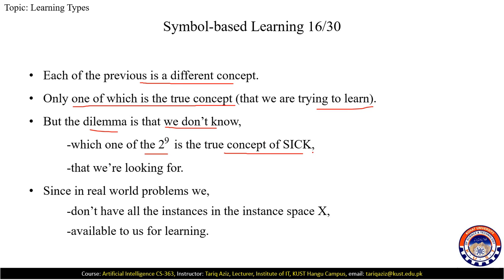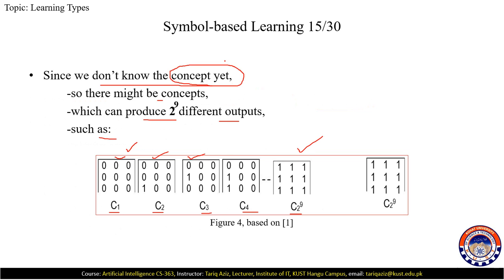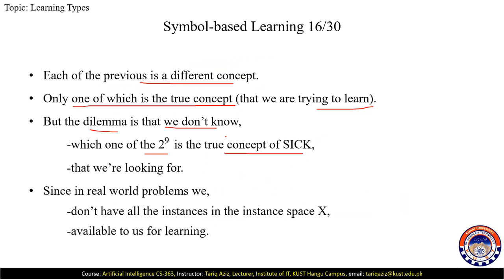So dear students, here as I said that we will explain what is the concept. Dear student, this is our concept. Basically we want to know the concept of Sick. Okay, but how much possibilities we have? We have 2 raised to the power 9 possibilities, which is equal to 256 possibilities. So out of these 256 possibilities, we want to identify, or we want that our learner should identify the true concept of Sick.